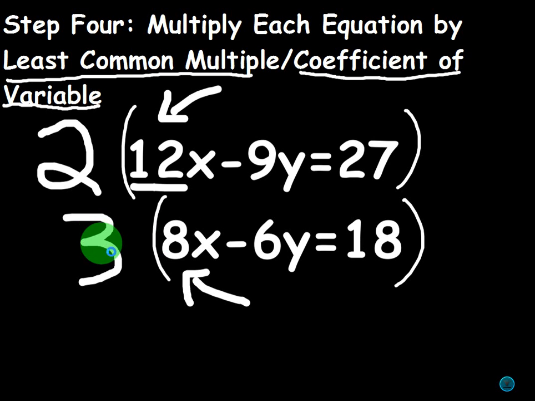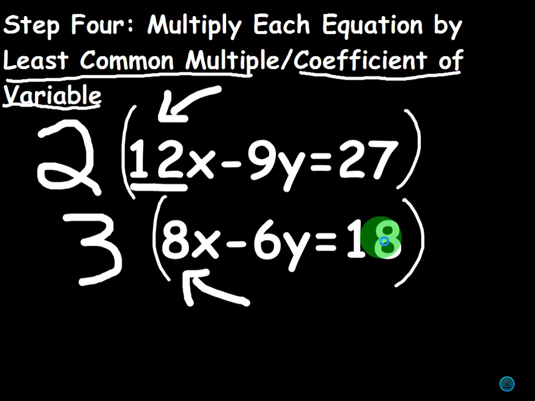Notice we are taking the entire equation and putting it around parentheses. So the 2 is going to distribute to every single number, okay? We've learned the distributive property, but the way it works is it'll be 2 times 12, 2 times negative 9, 2 times 27 on the top. On the bottom, it'll be 3 times 8, 3 times negative 6, 3 times 18.